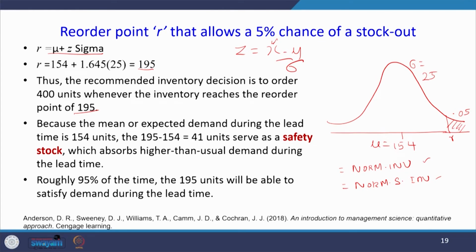Because the mean or expected demand during the lead time is 154, we are ordering 195. So, 195 minus 154, these 41 units serve as a safety stock which absorbs higher than usual demand during the lead time. Roughly 95% of the time, the 195 units will be able to satisfy the demand during the lead time. That is the meaning of this area 0.95. Only 5% of the time we may not be able to satisfy the demand, but that is also accepted by the company or managers.